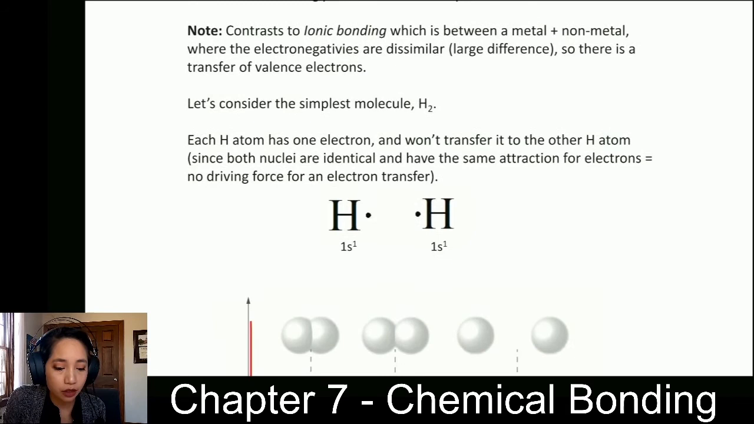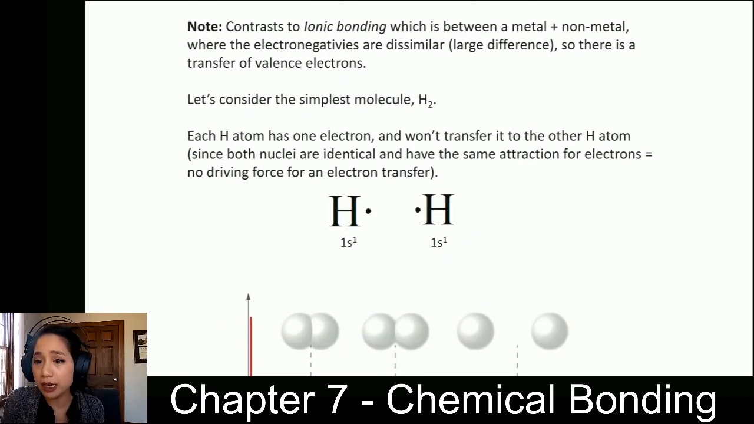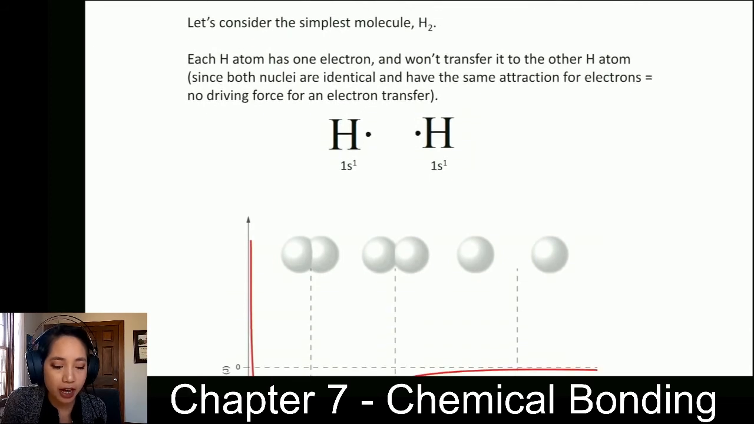So let's consider the simplest covalent molecule, diatomic hydrogen, H2 gas. Each hydrogen atom has 1 electron associated with it. Its electron configuration is just 1s1. So each hydrogen atom center has 1 electron. And since they have identical electronegativities, there's no driving force for an electron transfer to occur. So instead, these 2 hydrogen atom centers will share their electrons.